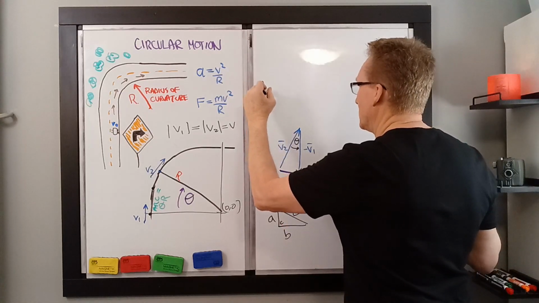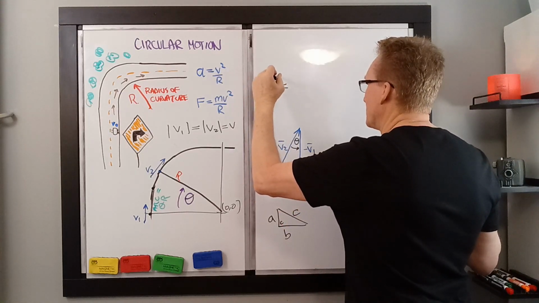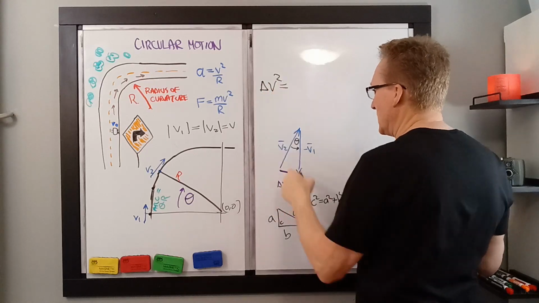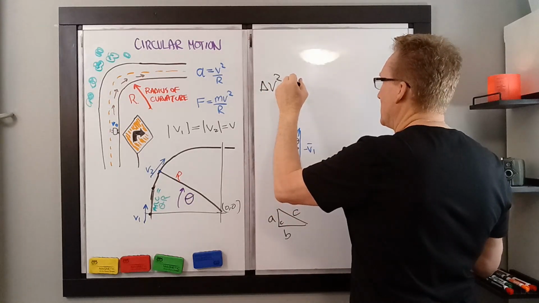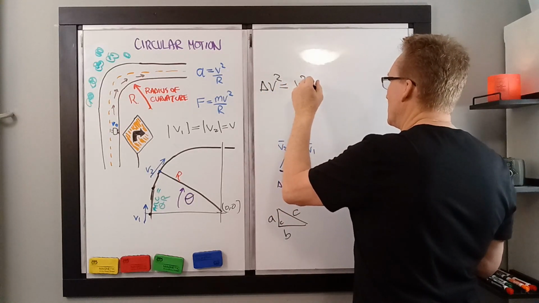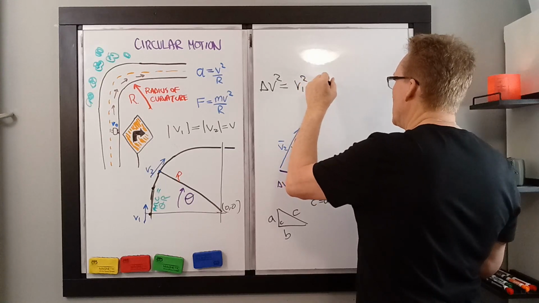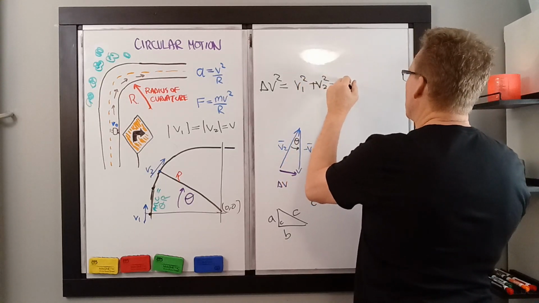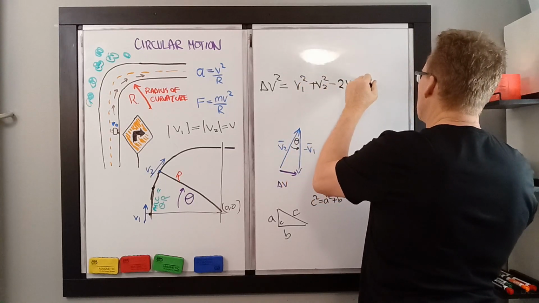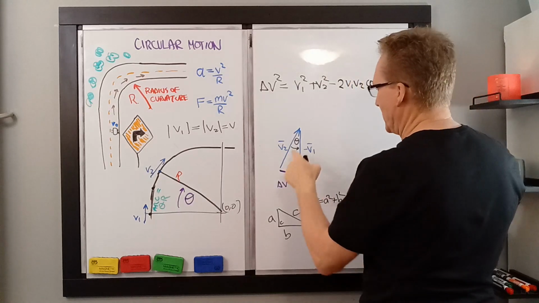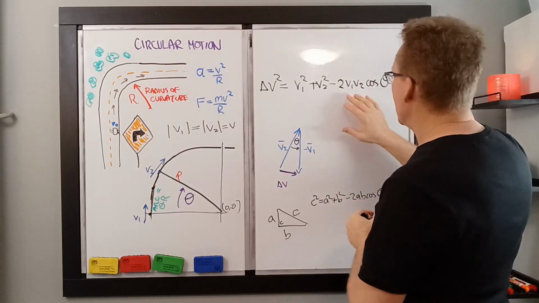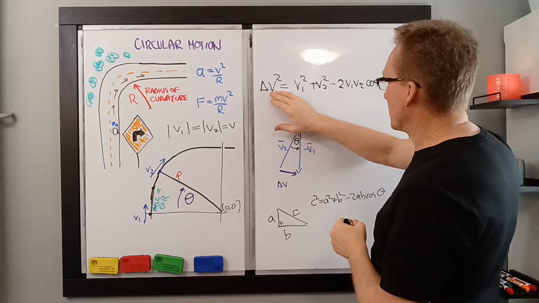So delta V squared is equal to V1 squared plus V2 squared minus 2 V1 V2 cosine theta, which is this angle here. So now we have an equation for this here.